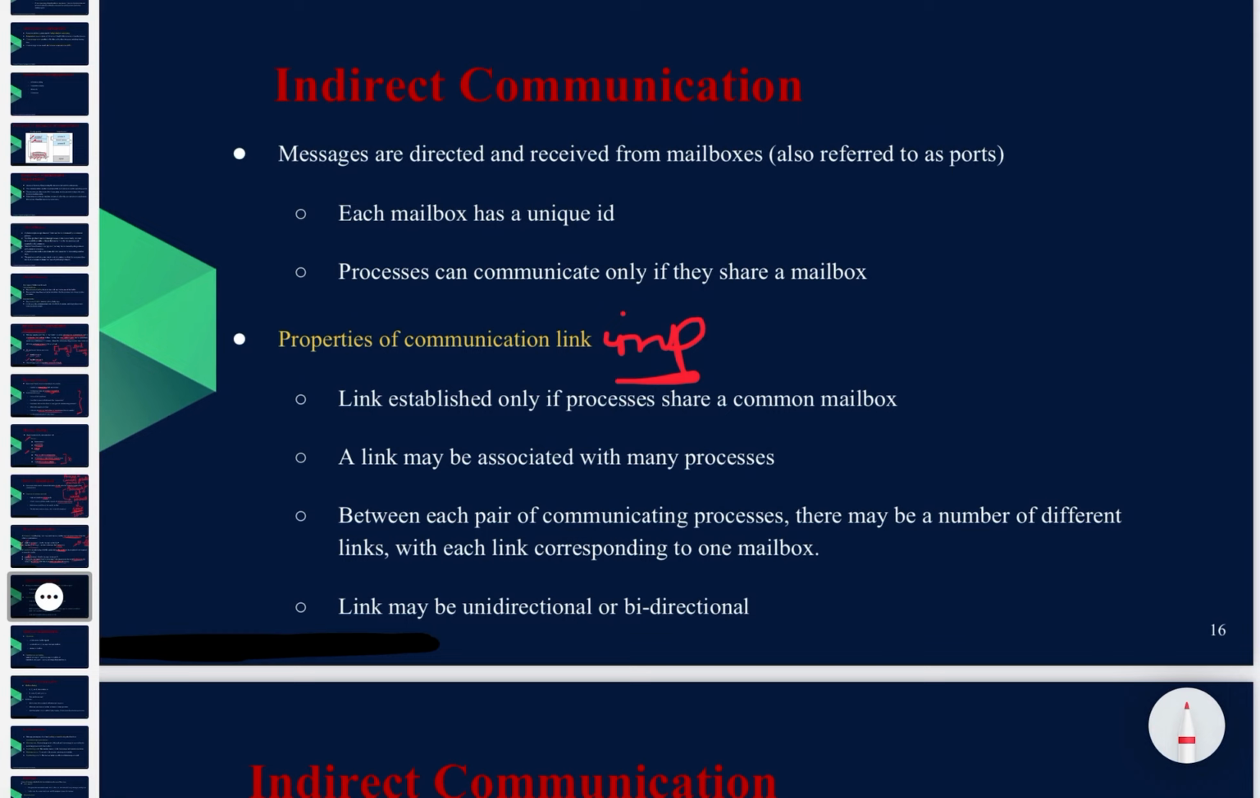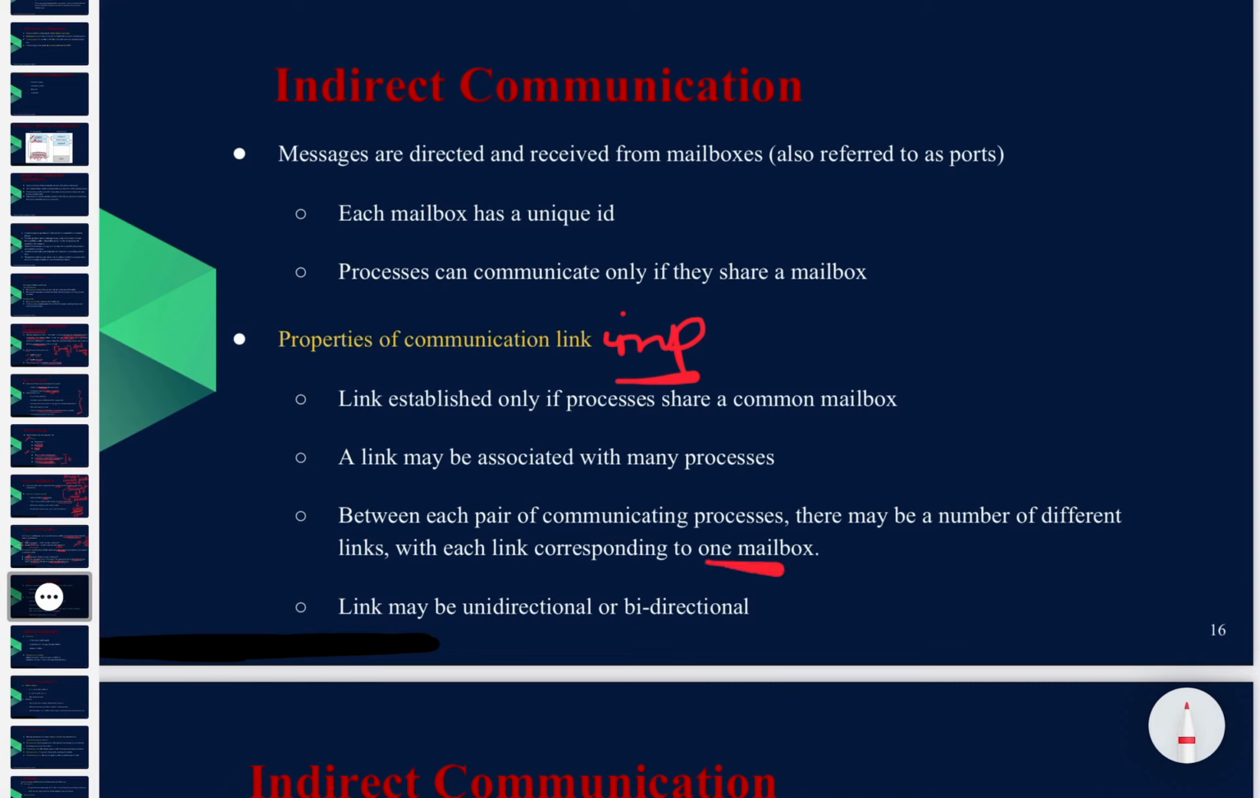A link may be associated with many processes. Between each pair of communicating processes, there may be a number of different links, with each link corresponding to only one mailbox. A link may be unidirectional or bidirectional. Operations: create a new mailbox (port), send and receive messages through the mailbox, and then destroy the mailbox. So this is what? It is a symmetric communication.